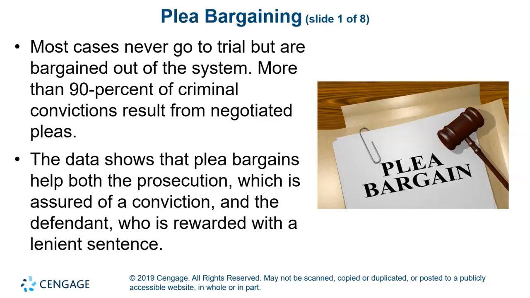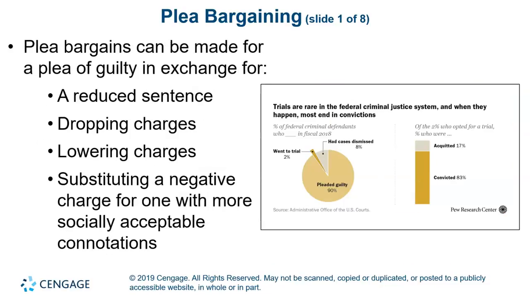So that's a little bit more on the essence of plea bargaining. So plea bargains, what can they be made for? Just to give you a little bit more, a plea of guilty in exchange for what? It could be a reduced sentence. It could be dropping a couple of charges. Say you have 3 charges of burglary, but they're going to drop one. It could be lowering the charges from a higher felony to maybe a misdemeanor.